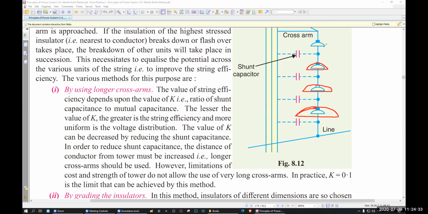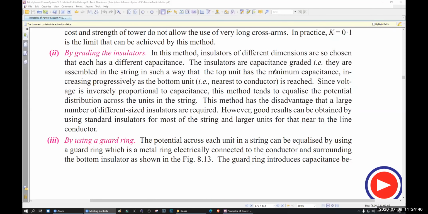This is called grading. What you are doing actually? You are increasing the capacitance. If you are increasing the capacitance, so you go back and see the method we have done.